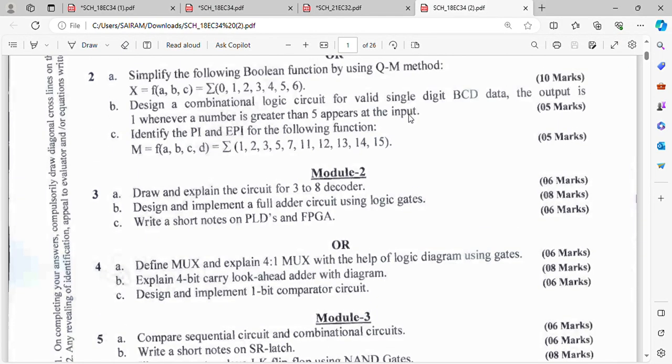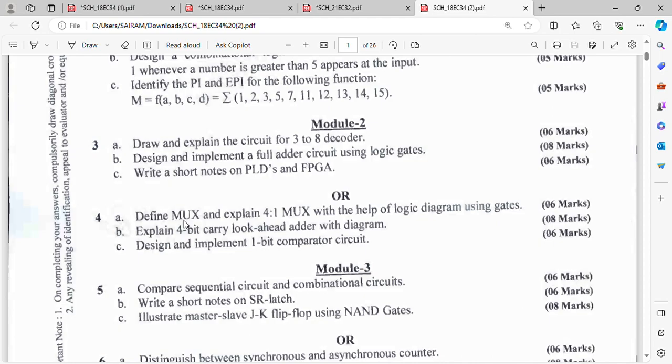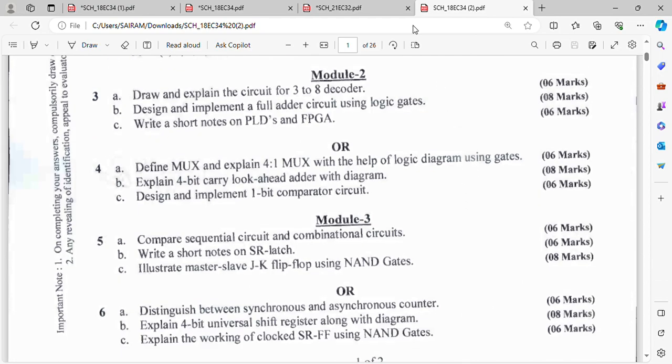In this question paper, you can see here: define multiplexer and explain 4:1 multiplexer with the help of logic diagram using gates.